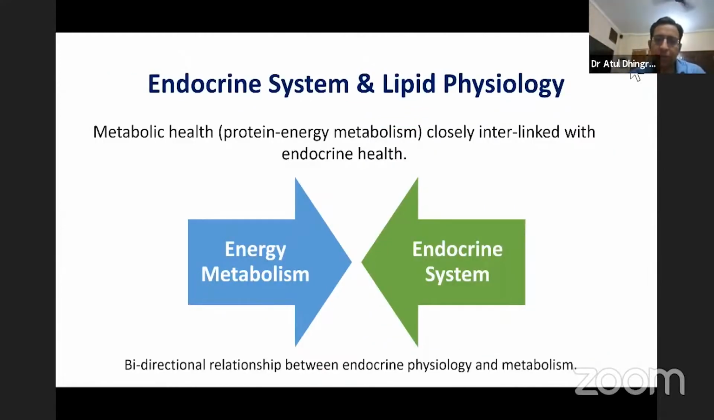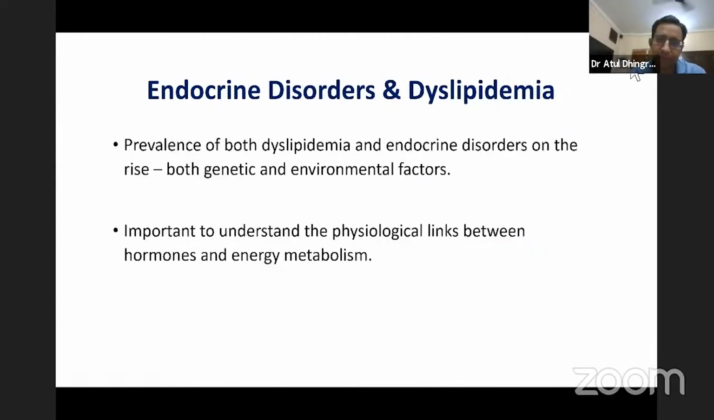abnormalities. So now we understand that both endocrine system and energy metabolism are very closely interlinked. If there are any changes in the endocrine system, whether it is a growth hormone deficiency, or it is hypercholesterolemia, or hyperinsulinemia, or insulin deficiency, everything is closely interlinked with energy metabolism. So energy metabolism is linked with the endocrine system. So there is a bidirectional relationship between endocrine physiology and metabolism.